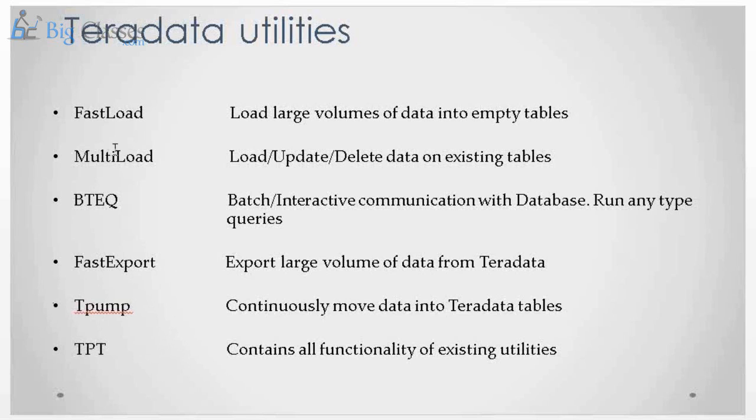The difference between TPump and the other utilities is that when you use FastLoad or MultiLoad, the target table will be locked until the data is loaded. Whereas in the case of TPump, the table won't be locked. The lock will be placed only at the row level. So for example, if you want to load data continuously into tables, and each time you load only a small volume of data, in that case you can go for the TPump utility.